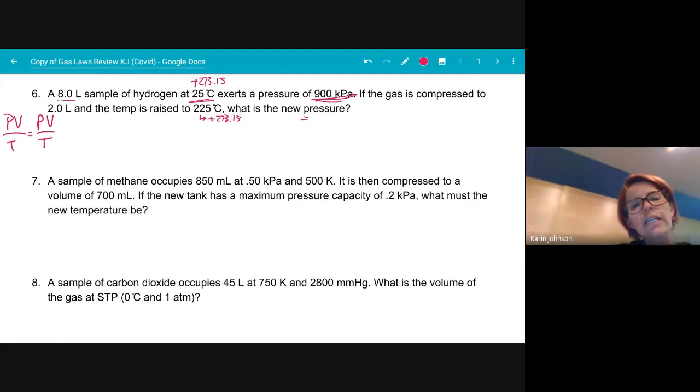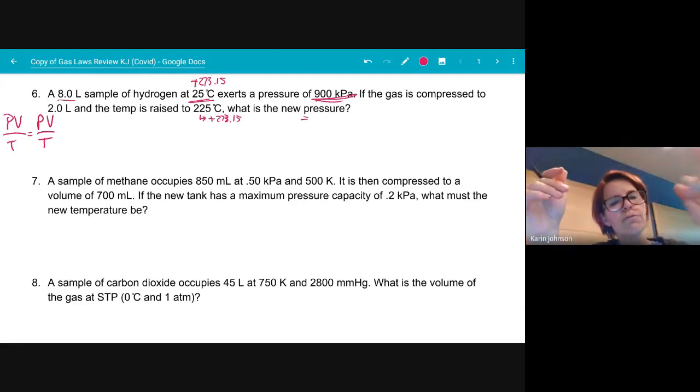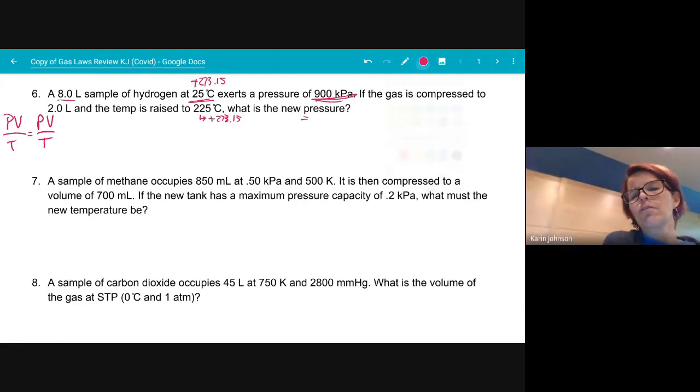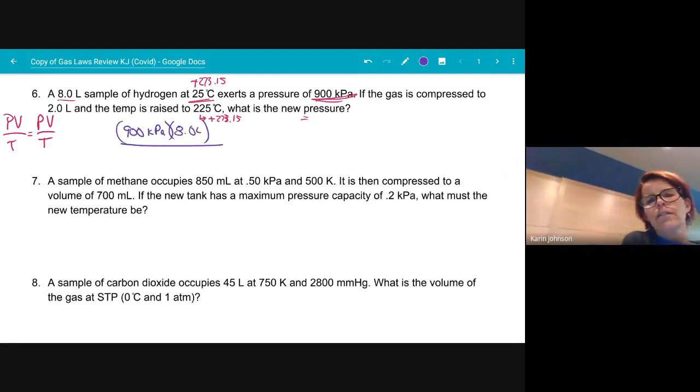So I'm going to write down what I do have. I'm going to write down my P1, V1, and T1 first. So I'll switch up colors. My pressure one was 900 kilopascals, and my volume one was 8 liters. And now my temperature one is 25 plus 273, which is 298.15 Kelvin. That's my first part of my equation.